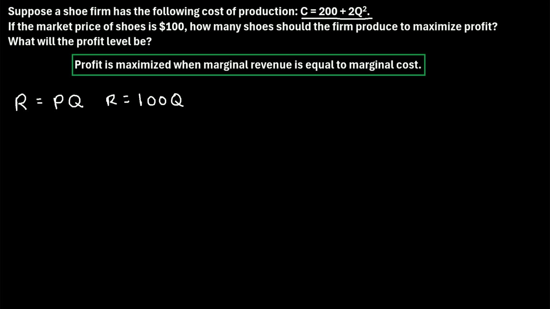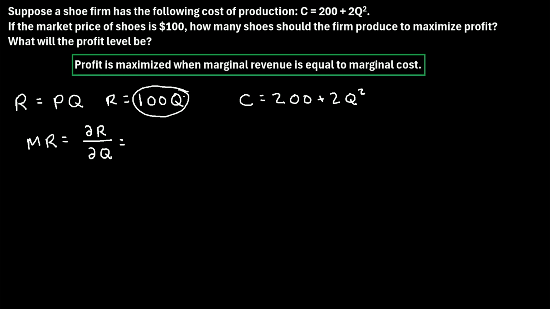Now we're also given our cost function here, so let's go ahead and rewrite that. So we said that profit is maximized when the marginal revenue is equal to the marginal cost. So we need to find both the marginal revenue and the marginal cost. So the marginal revenue, I'll abbreviate that as MR, that's simply the derivative of the revenue function with respect to quantity. So if we consider this revenue function right here, the derivative of 100Q with respect to Q is just 100. So the marginal revenue function is just 100.